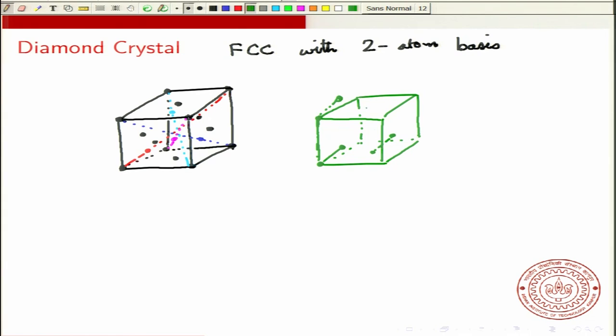And you can again show that all the points on the top face, the second point will be in the neighboring cell. So all these will be outside the cell. Similarly for all these points, they will go outside to the neighboring cell. But if you take this face center, the second point will be along this body diagonal, somewhere here. In this way you can show that if you take each FCC point and put this 2-atom basis, you will generate the diamond crystal. So if you take this as the basis and put this unit on each of the points of the FCC lattice, you will get a diamond crystal.